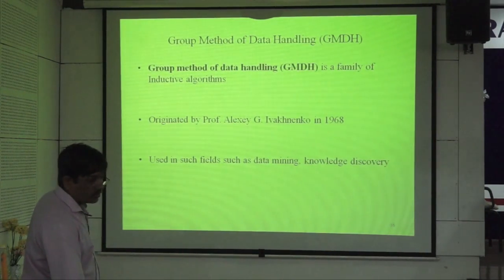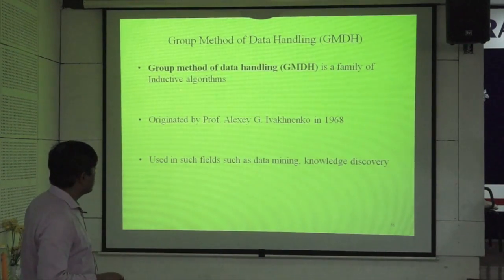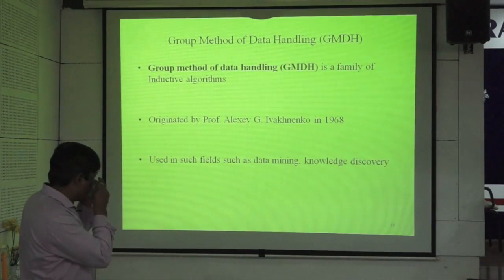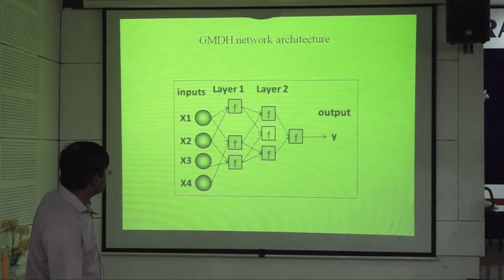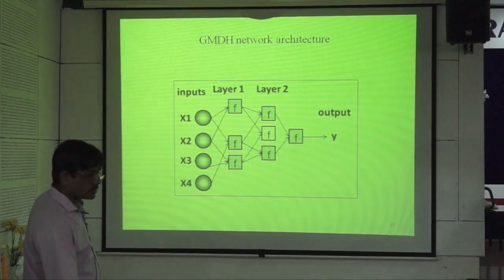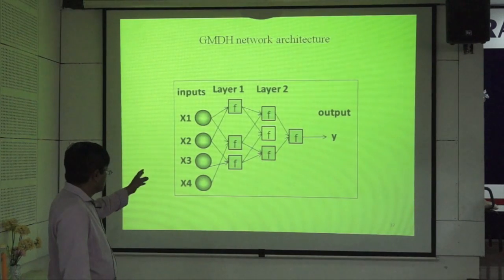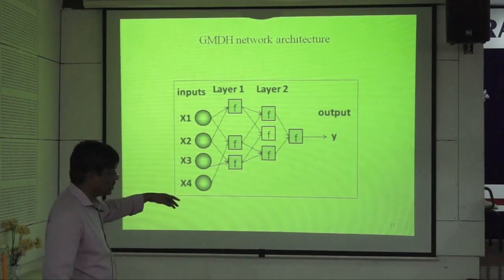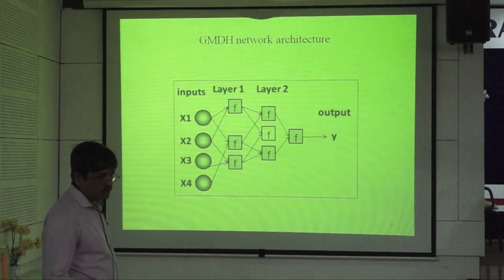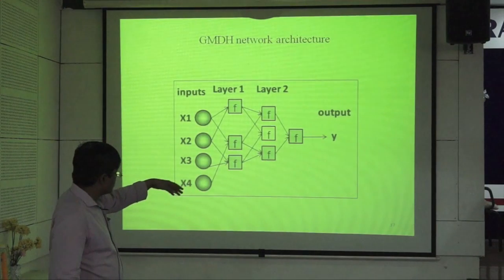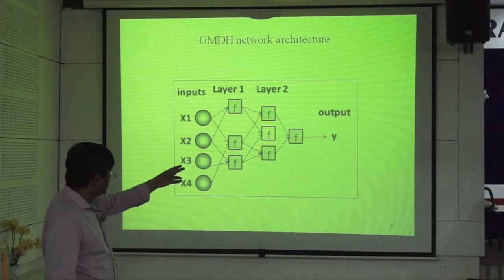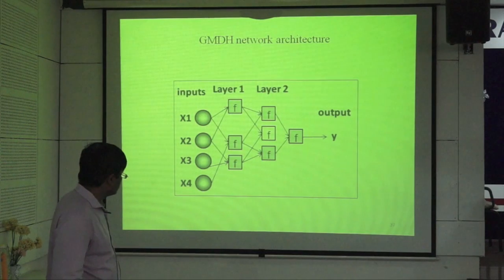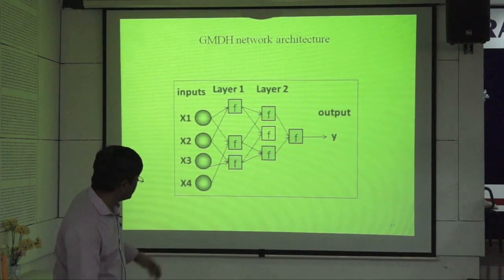And the third technique we use for developing the model is GMDH, which is a type of inductive algorithm, originated by Professor Ivakhnenko in 1968. It is used in many fields like data mining, knowledge discovery, etc. So this is how the GMDH network works. It has a number of layers, and every layer has a number of neurons. This will be our input, x1, x2, x3, x4, the variables which are causing the defects. Every neuron has two inputs and one output. And finally, it gives us the best solution. It will remove the trivial many and keep only the vital few.